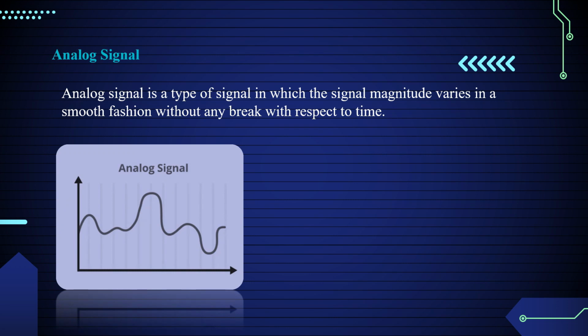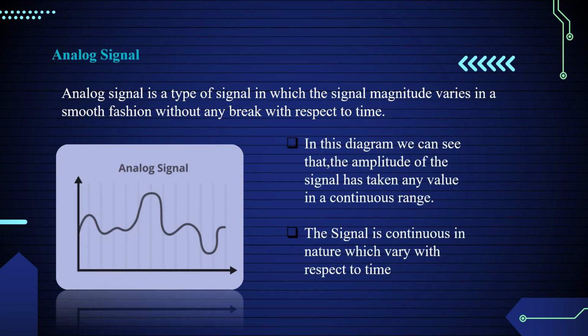This is a graph that explains us about the working of an analog signal. In this diagram, we can see that the amplitude of the signal has taken any value in a continuous range. We can also notice that the signal is continuous in nature, which vary with respect to time.